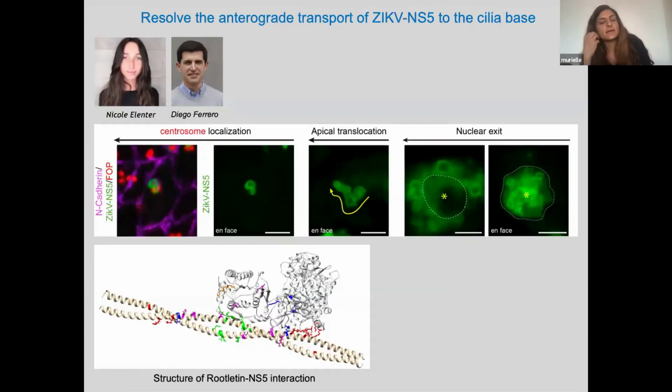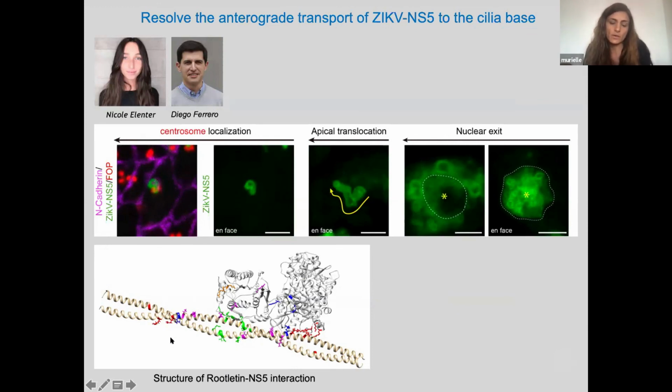So now we're continuing with the Zika project, and what we would like to do, always with Diego and the master student in the lab, Nicole Elenter, is to resolve the transport of Zika NS5 from the nucleus to the basal body of the primary cilia. Here you can see the sequential localization of NS5. You can see how it is in the nucleus, after it goes out. With this en-face view, you can see how it translocates all over the apical foot to get localized into the centrosome at the base of the cilia.